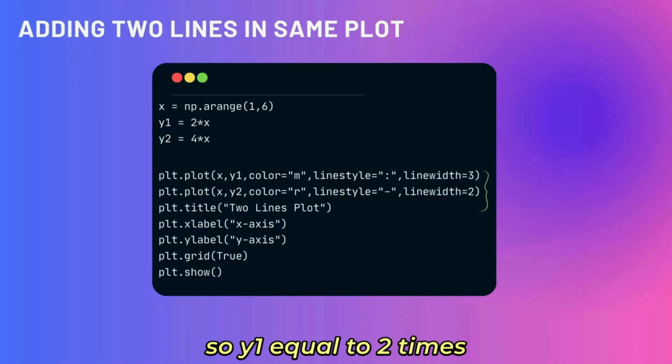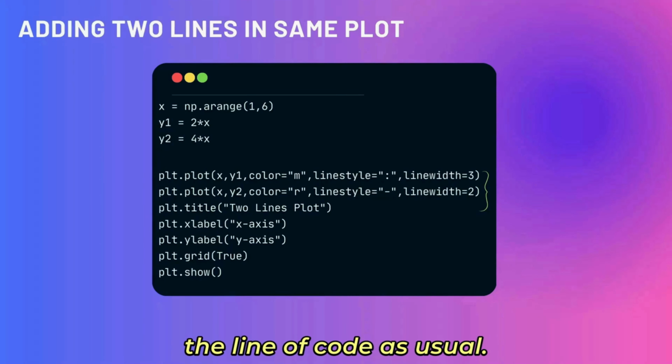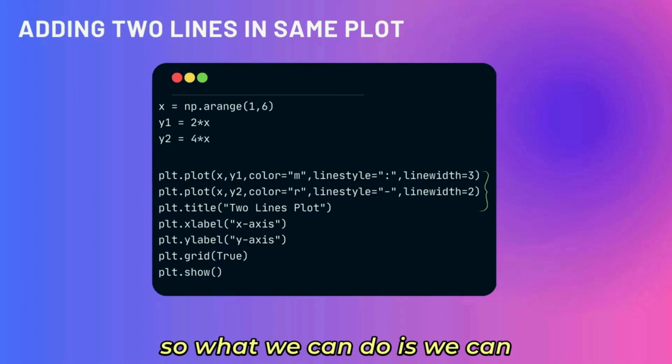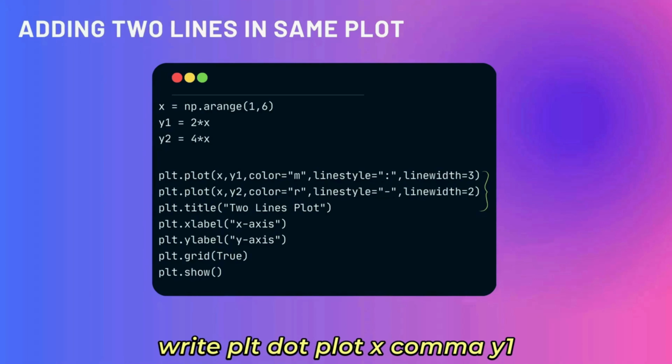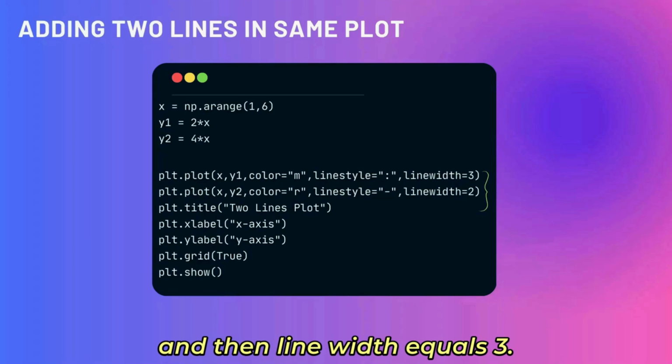So y1 equal to 2 times of x and y2 equal to 4 times of x. And then we have to write the line of code as usual. So what we can do is we can write plt.plot x comma y1 color equal to m, line style equals dotted, and then line width equals 3.